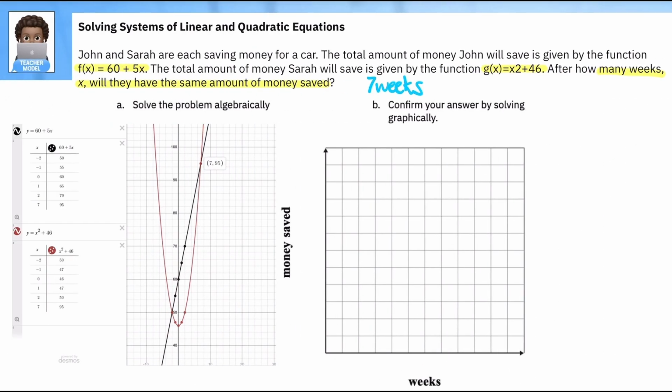All right, I just did a quick screenshot so we can see what it looks like with both of our equations set in there. And you can identify there are actually 2 points where y is the same. We have the one that we wanted to find, 7 and 95, and we also have the -2 and 50. Those are the places where they're exactly the same. But again, that first one doesn't make sense in the context of the problem.